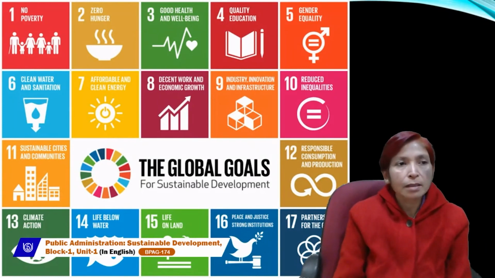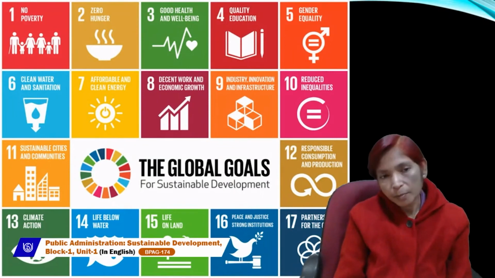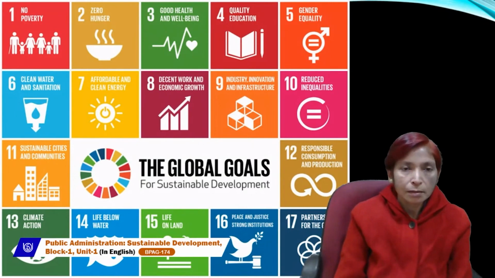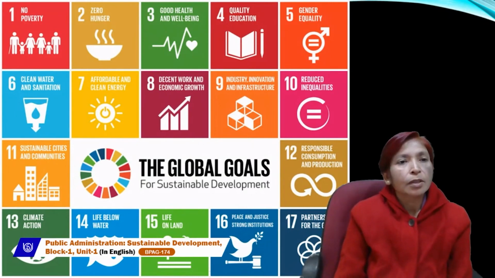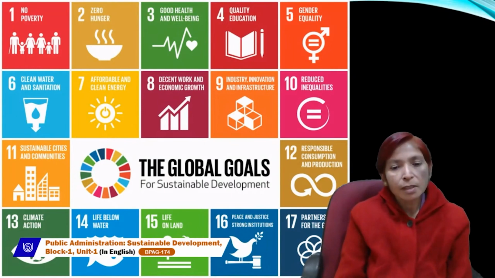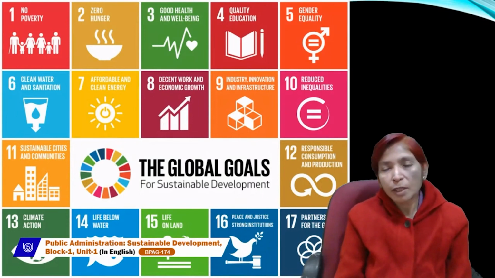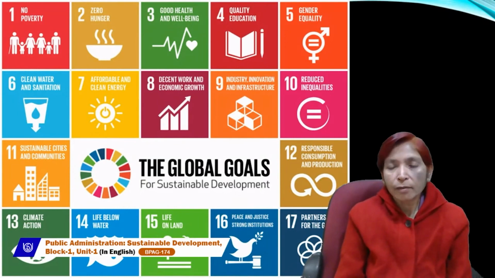One is no poverty. Poverty should not exist in any country for the achievement of sustainable development. Second is zero hunger. It means each and every person should be provided food for living. Zero hunger should exist in each and every economy for the achievement of sustainable development. Third is good health and well-being. Fourth is quality education. Fifth is gender equality. There is no discrimination between man and woman, male and female, in any country.